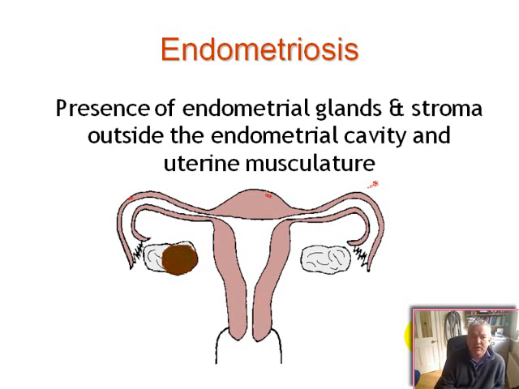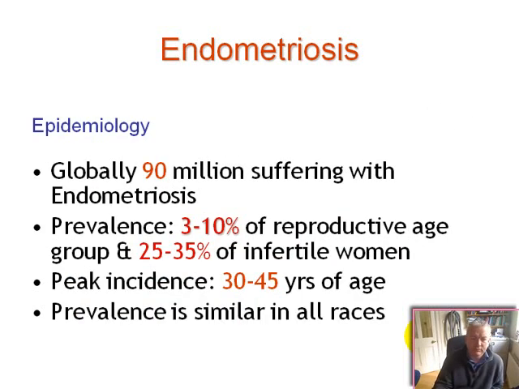What is endometriosis? Well, endometriosis is the presence of endometrial glands and stroma outside the endometrial cavity and outside the uterine musculature. When endometrium is found deep within the musculature of the uterus, within the myometrium, it's otherwise known as adenomyosis, but when it's outside the musculature and outside the cavity of the uterus itself, it is called endometriosis.